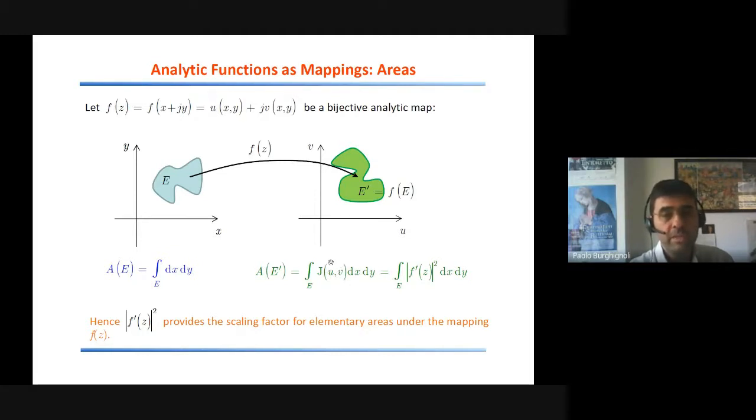Now, this Jacobian determinant, as we observed a few slides ago, is actually the squared absolute value of the first derivative of the map. So in this case, you have this additional interpretation for the derivative of the map: whereas the absolute value is the scaling factor for lengths, its squared absolute value gives you the scaling factor for elementary areas. But there is even more.